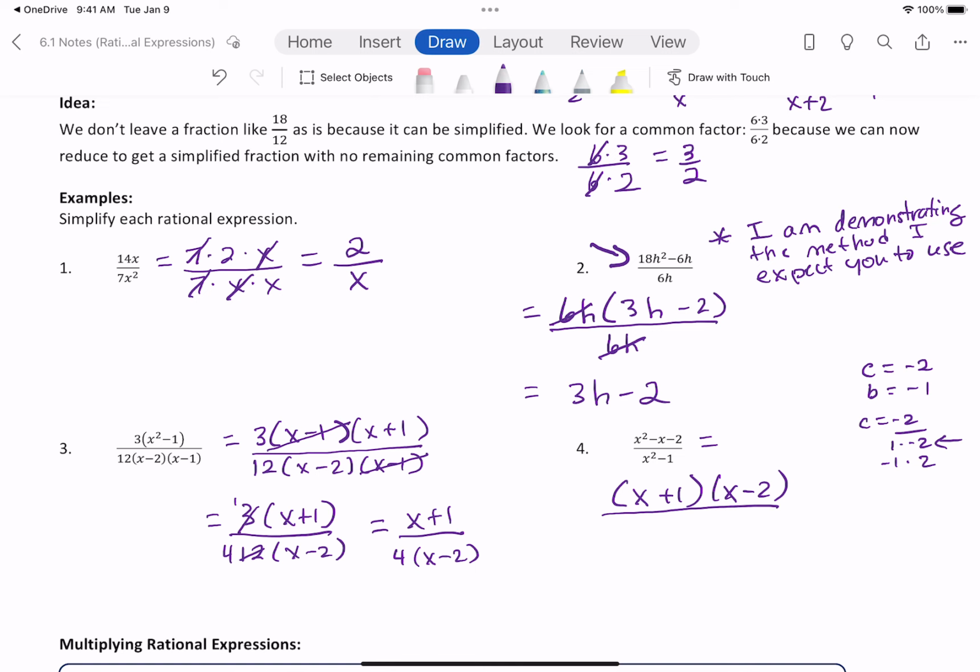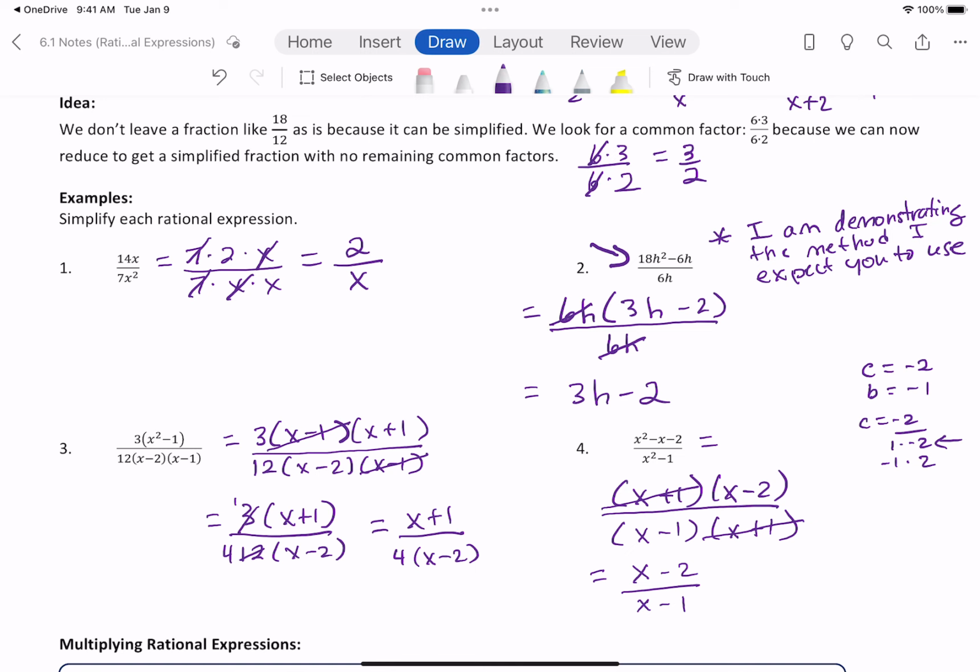And the denominator, x squared minus 1 again, is a difference of squares like the last problem. So we can factor that into x minus 1, x plus 1. And then if I look for common factors, I have an x plus 1 in the numerator and an x plus 1 in the denominator. And that leaves me with x minus 2 over x minus 1. This is our lowest terms simplified expression.